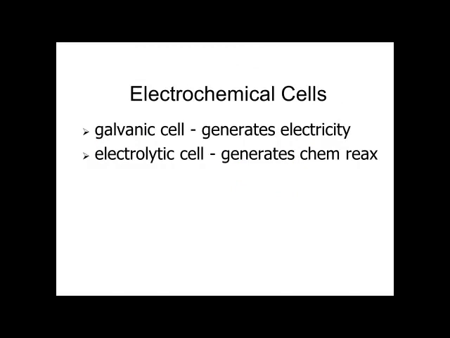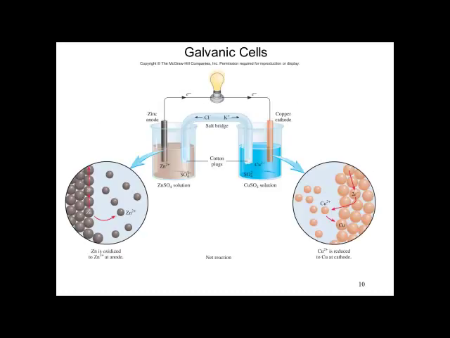Electrochemical cells. A galvanic cell is one that generates electricity, like a battery. An electrolytic cell generates a chemical reaction, as in plating. Here is a diagram of a galvanic cell. It has a zinc electrode immersed in a zinc sulfate solution, which provides the zinc 2+ ions. On the right-hand side, we have a copper electrode in a copper sulfate solution, which provides the copper 2+ ions, and connecting the two is a salt bridge, which is a gel filled with potassium chloride to allow the ions to move from one beaker to the other beaker.